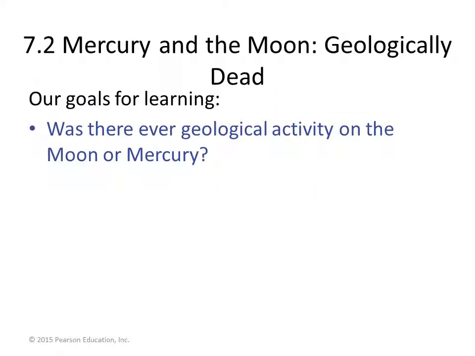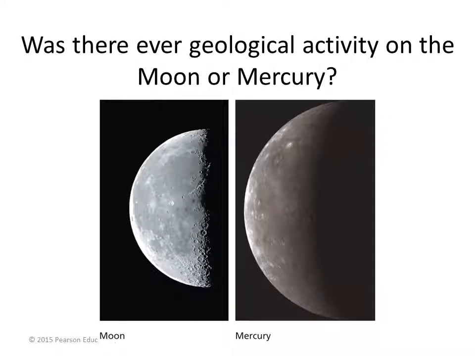All right, section 2, Mercury and the Moon, geologically dead. What are the goals? Well, was there ever any geological activity on the Moon or Mercury? We see a lot of similarities between the Moon and Mercury here. We see cratering. We see what appears to be flat areas. So maybe they had a similar formation and evolution.